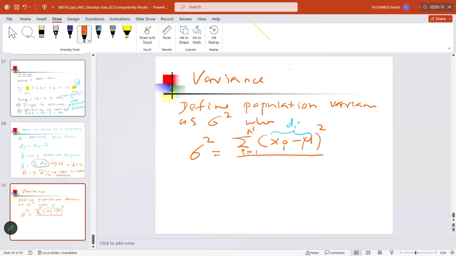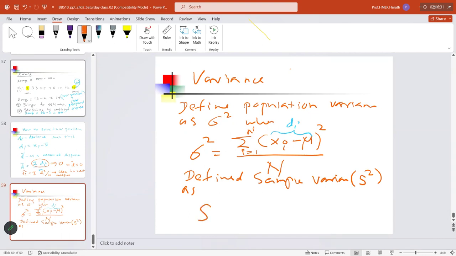For the sample, they define variance s squared as s squared equals summation i equals 1 to n of xi minus x bar, since now we don't have mu, squared, divided by n minus 1. This is the way we estimate the population variance and the sample variance.